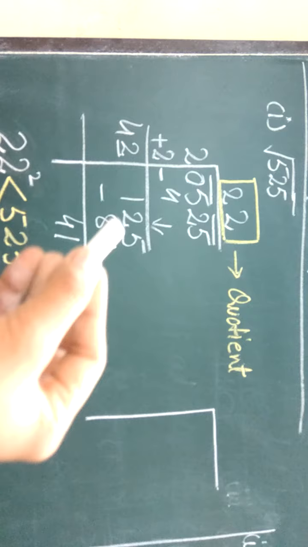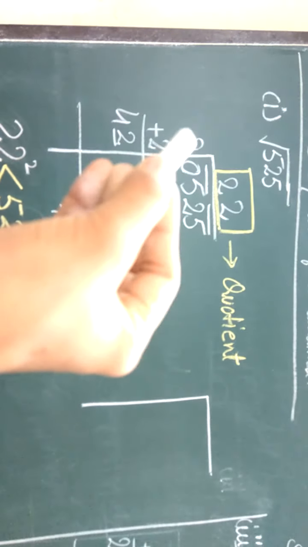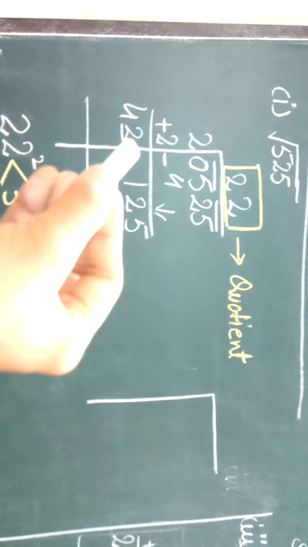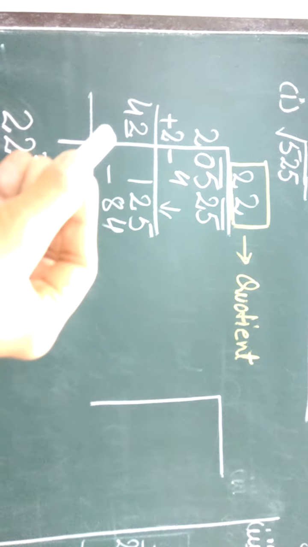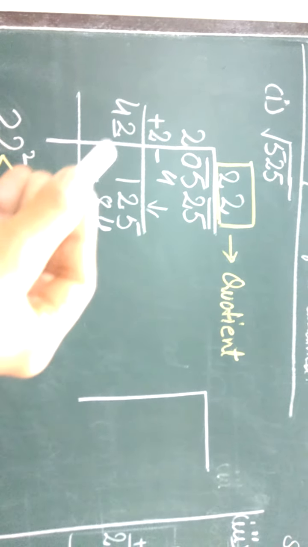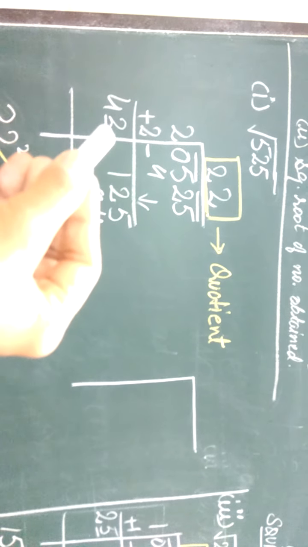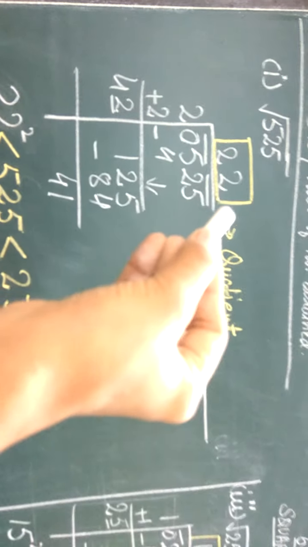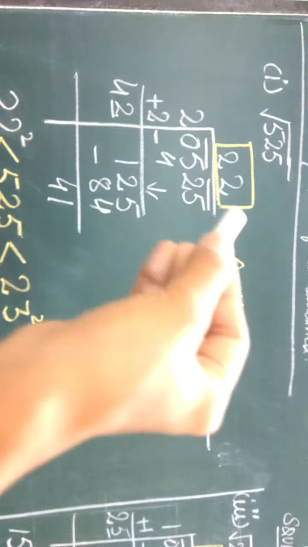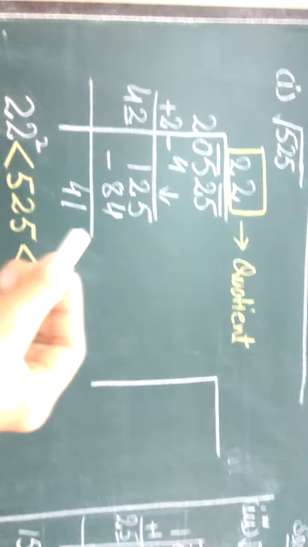Carry the next pair, it will become 125. Then to get the next divisor, add the same divisor. You will get 2 plus 2, 4 and dash. Now what should be put here so as to get this number? We are putting 2. If we put 2, we have to multiply 42 by 2. So when 42 gets multiplied by 2, you will get 84, and by subtracting this will be the remainder.